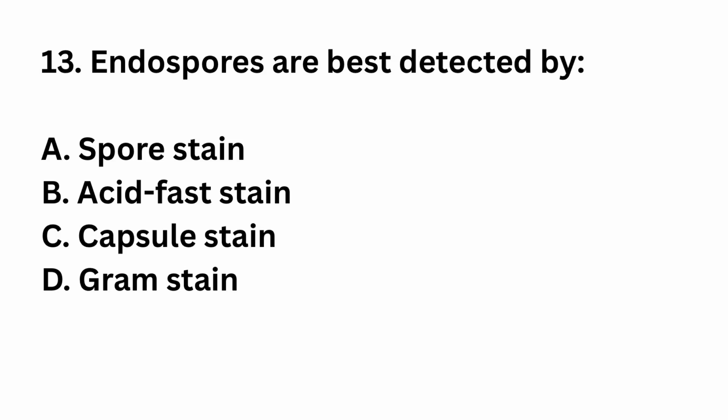Question number 13. Endospores are best detected by spore stain, acid-fast stain, capsule stain, gram stain. The right answer is option A, spore stain. Spore staining, for example, Schaefer-Fulton, specifically demonstrates bacterial spores.